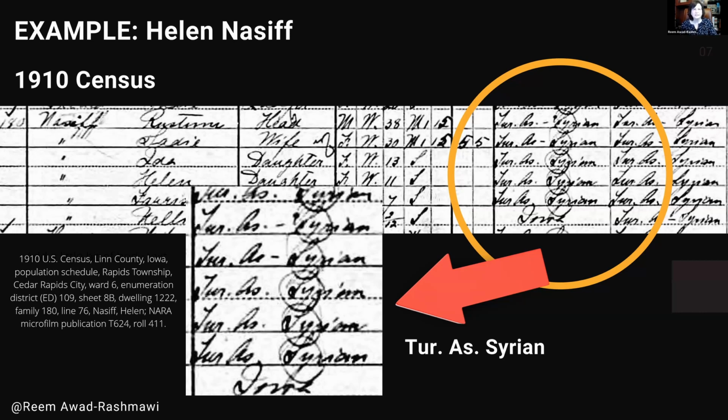So here is a 1910 census. She is in Cedar Rapids, and she is listed as TUR.AS Syrian. That is her place of origin, place of birth. So that's the 1910 census. Let me explain why that is.